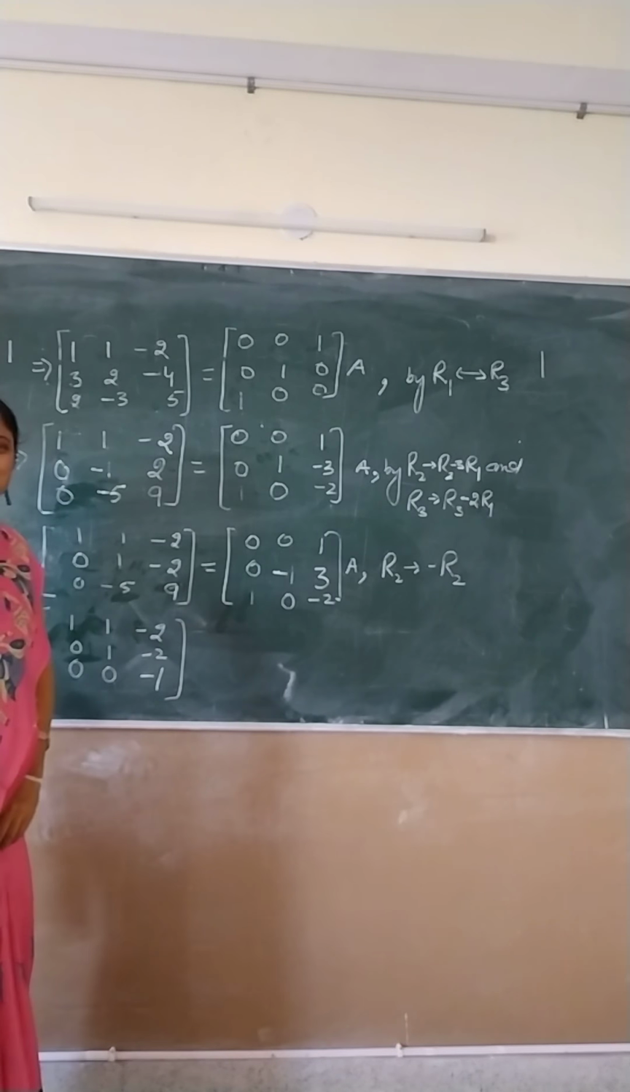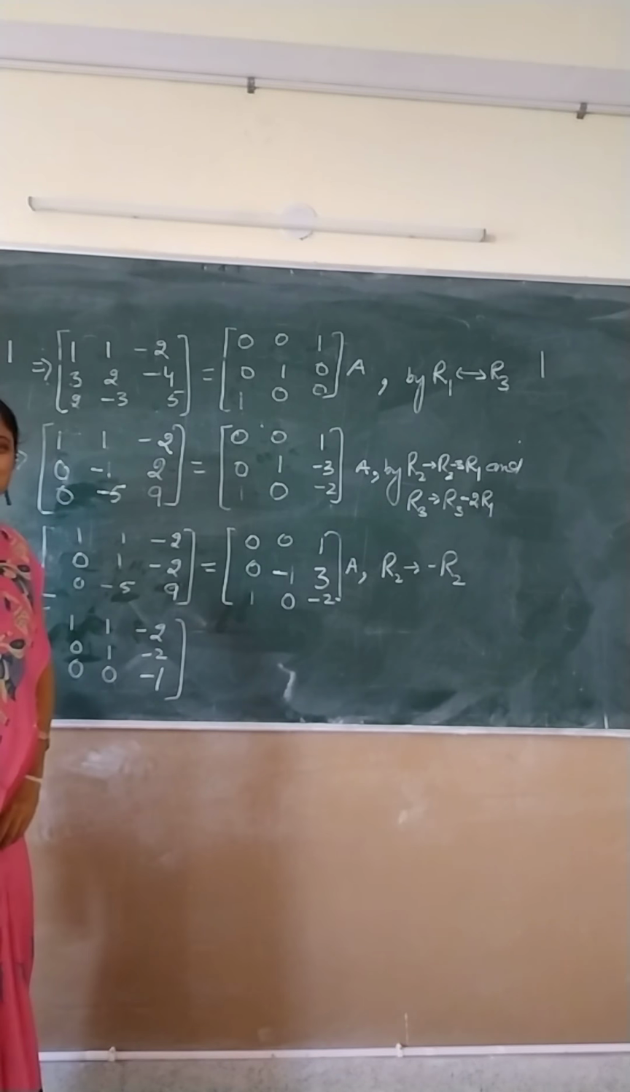Apply the same operation here. Which operation are we applying? We are applying on R2. Which operation, students? R2. We are applying an operation on R3. Which operation? R3 plus 5 R2.